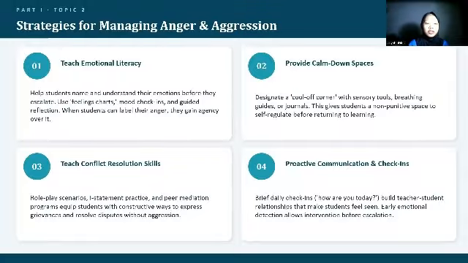3. Teach conflict resolution skills. Role-play scenarios, I-statement practice, and peer mediation programs equip students with constructive ways to express grievances and resolve disputes without aggression. 4. Proactive communication and check-ins. Brief daily check-ins: how are you today? Build teacher-student relationships that make students feel safe. Early emotional detection allows intervention before escalation.